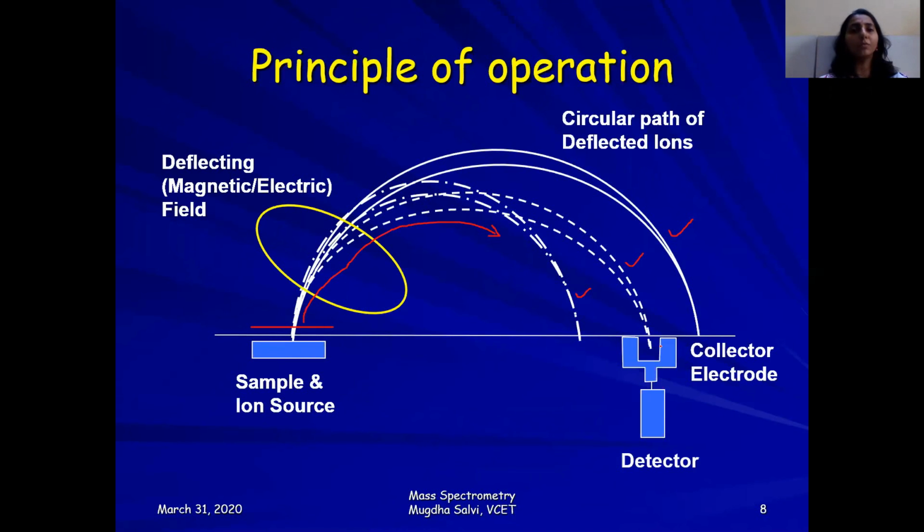Here you can observe that there is a collector electrode which is going to collect these ions. If I place it in this position, it is going to detect these ions. If I place it in this position, it is going to detect these ions. If I place it in this position, it will detect these ions. So depending on their mass to charge ratio, they are deflected.